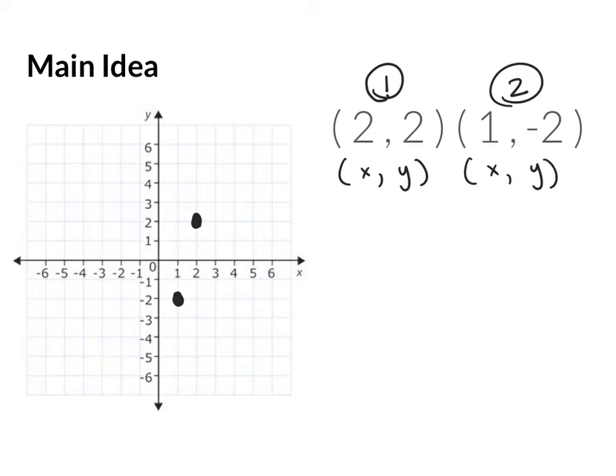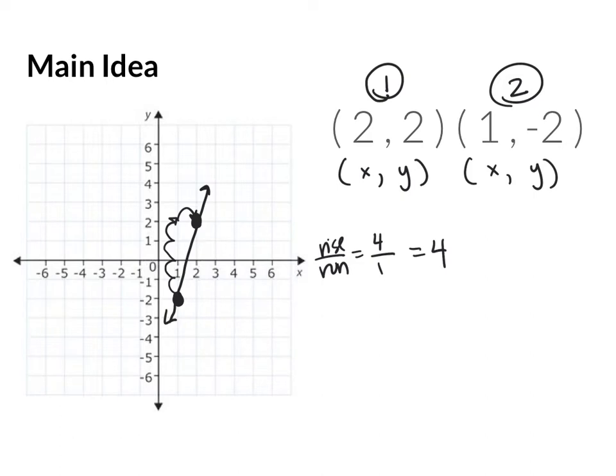Now, when we go to calculate the slope of this line, we are looking at the rise, 1, 2, 3, 4, rise over run. It rose 4, and it runs 1. So this has a slope of 4.